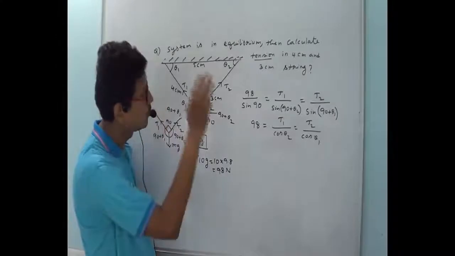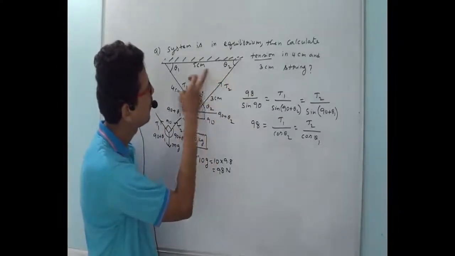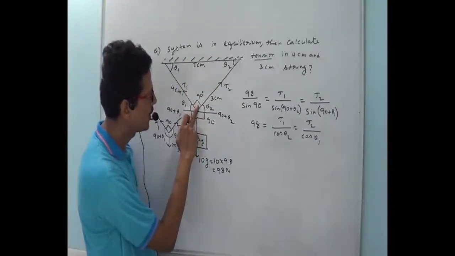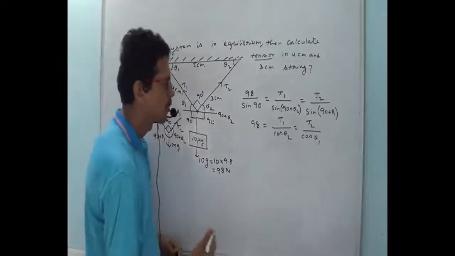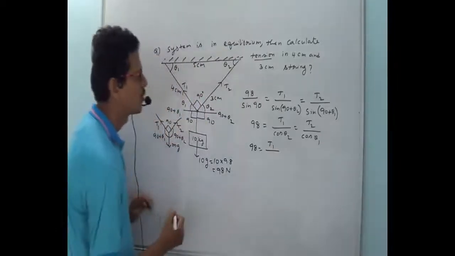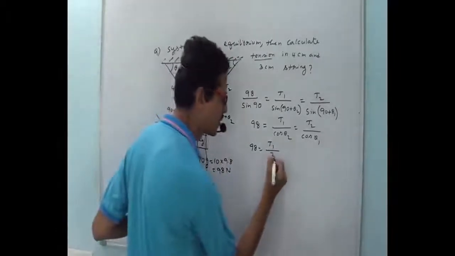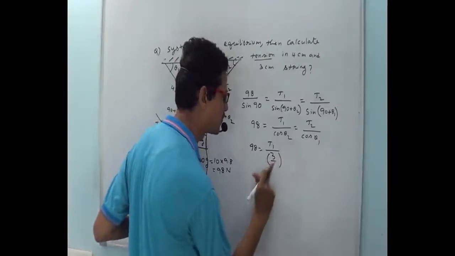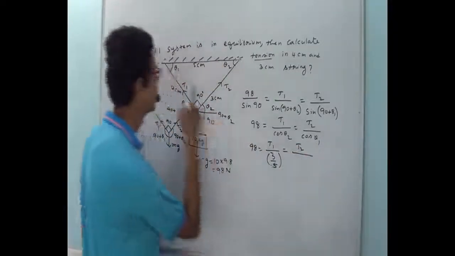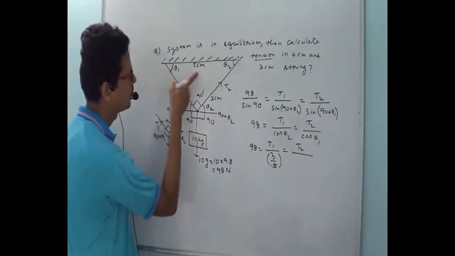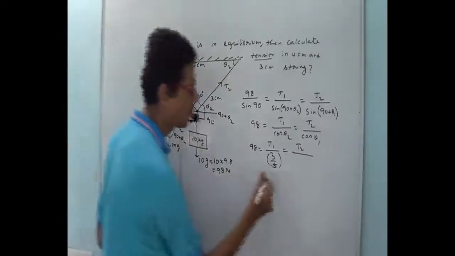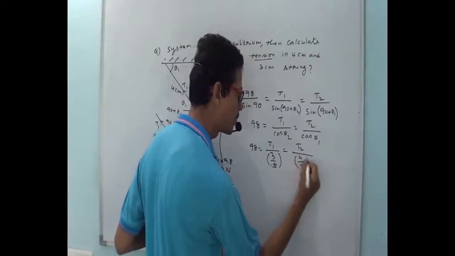So what is cos theta 2? Cos theta 2 is adjacent side by hypotenuse. Hypotenuse is 5 centimeters. This opposite to this 90 degrees angle is the hypotenuse, na? So now I will write this as 98 is equal to T1 divided by cos theta. Cos theta means 3 by 5. Okay, what is cos theta 1? Cos theta 1 is 4 by 5. This is adjacent side for this angle, 4, and this is hypotenuse. 4 by 5, adjacent side by hypotenuse.